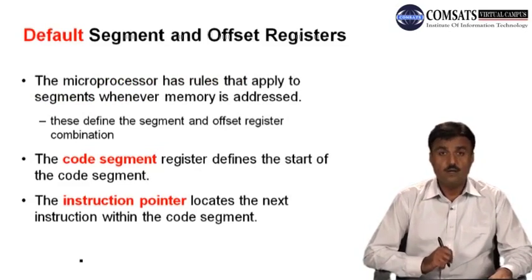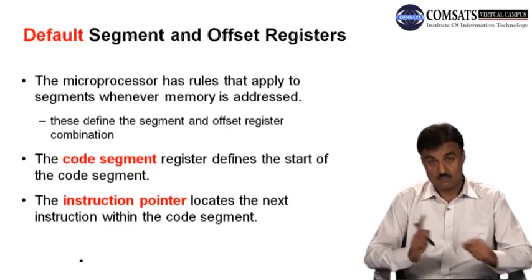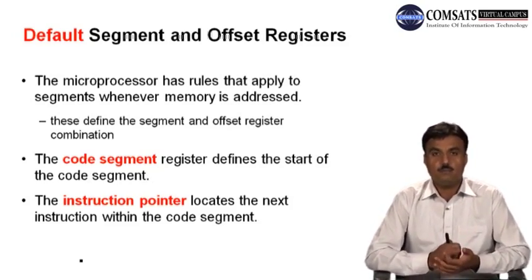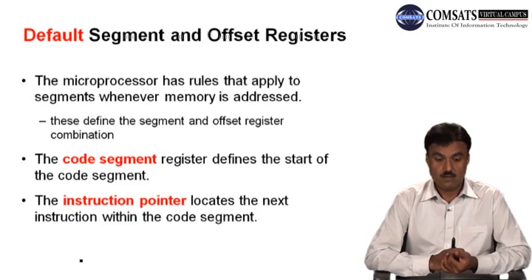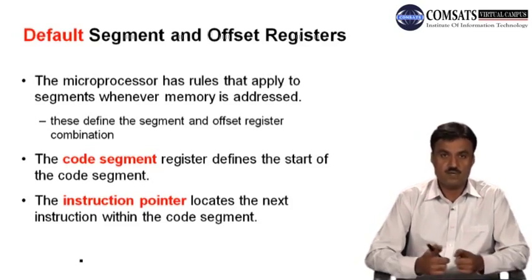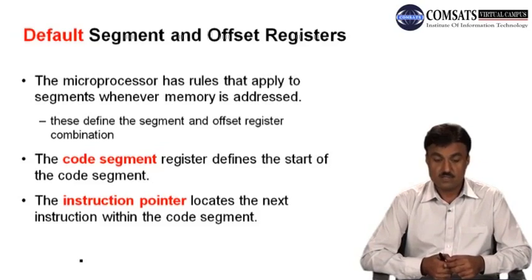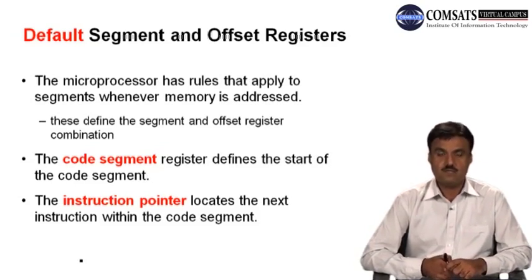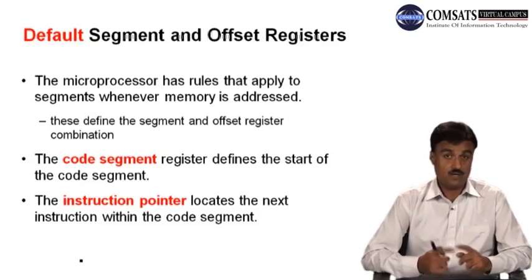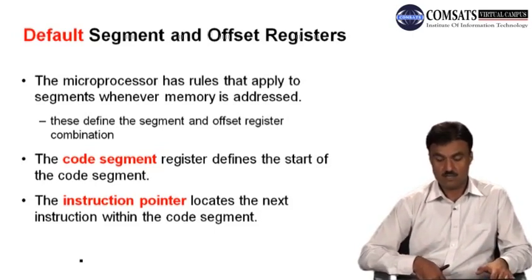We have discussed the segment address and the offset address, but there are some special registers that we discussed in the previous lecture, like the code segment, stack segment, and other segments. The microprocessor has rules that apply to segments whenever memory is addressed. These define the segment and offset register combination. There is a special combination between the segment register and the offset register. The code segment register defines the start of the code segment. Similarly, the stack segment register defines the start of the stack segment, or stack area, where we store data inside the stack data structure.